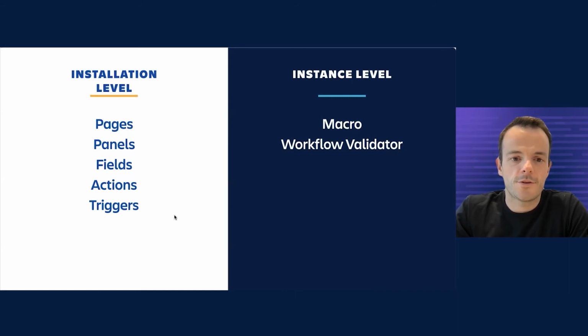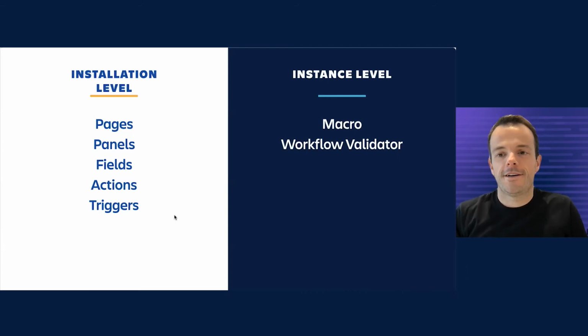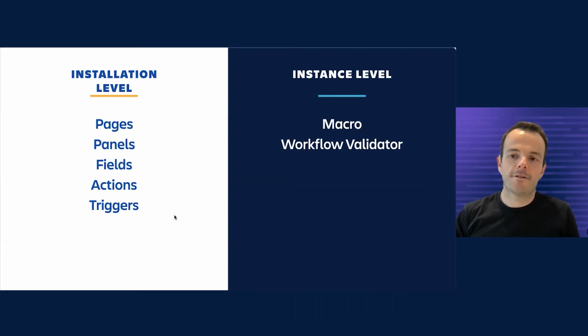The instance level extension points mean that you need to first install it, but then you need to add that particular thing to another thing. What I mean by that is, for example, the macro. You install an app that has a macro extension point. You don't necessarily see it straight away. What you need to do is then create a page in Confluence and add that macro to a page. So that's why it's instance level. And there may be multiple instances of a macro within an installation. A workflow validator is another example, where you may assign a workflow validator to different workflows.